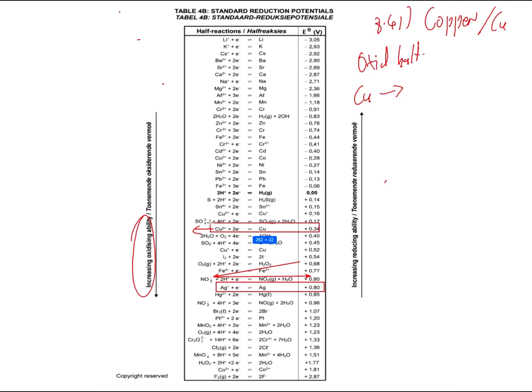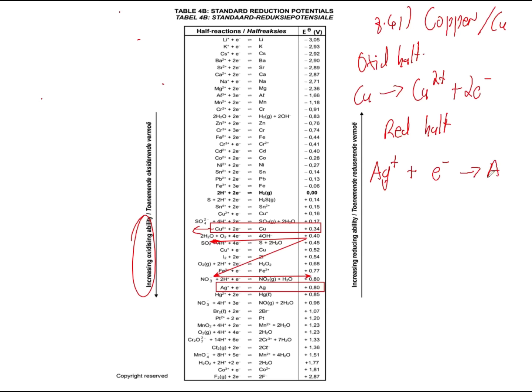0.34. There we go. And then Cu to give us what? Cu2+ plus 2e-. And then our reduction half, exactly as it is: Ag+ plus e- to give us what? Ag. To give us Ag.